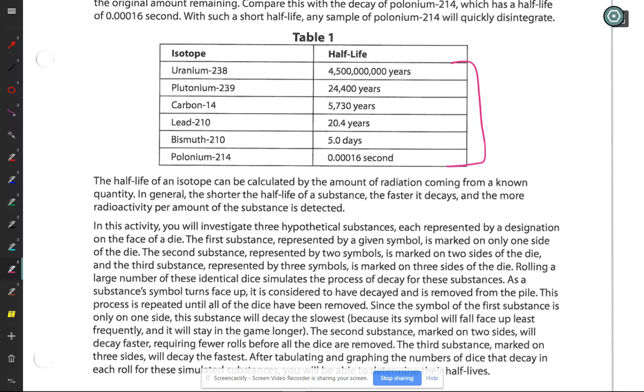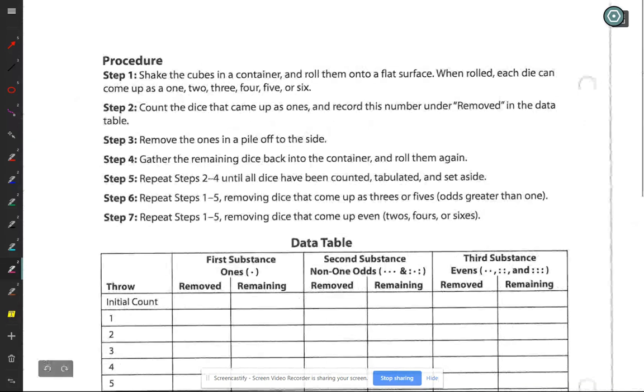Polonium-214. Polonium is named after Poland, which is where Marie Curie was from. Very, very short half-life. Whereas carbon-14, 5,730 years, uranium-238, 4.5 billion years. So we're going to simulate different radioactive decays.